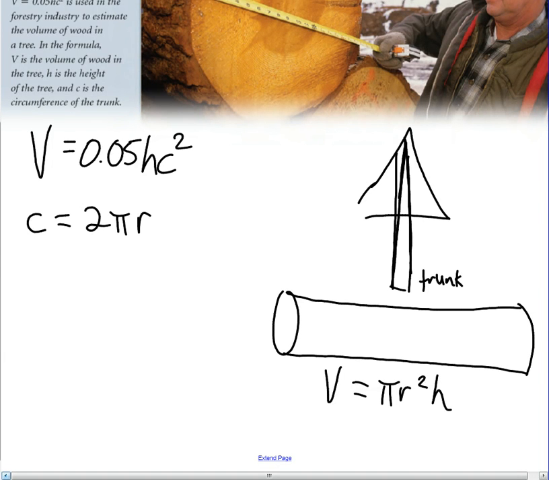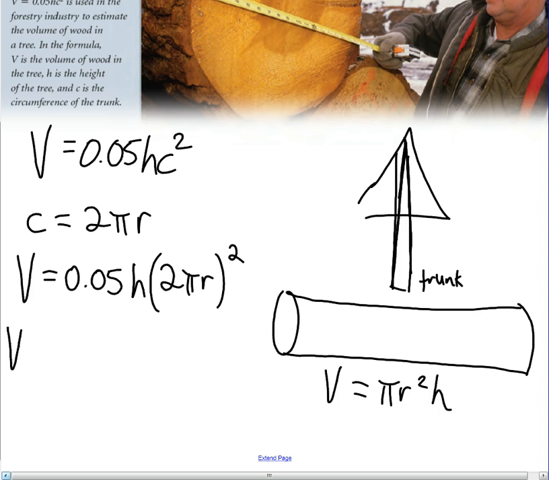I'll just use this formula as an example to illustrate really what an exponent is before we look at the laws of exponents. If we were to take the 0.05 factor, which the foresters use, multiply it by the height, and then replace the circumference with 2 pi r, we have to square that. Now squaring is multiplying it by itself. So that's what we have to first of all understand for integer exponents.